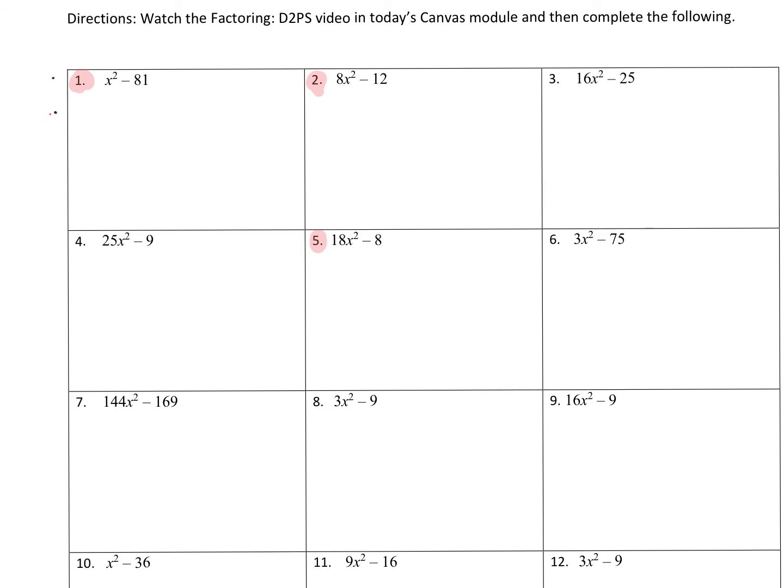Right, so if we look at our first problem here, we have x squared minus 81. The first thing I would look for is, is there a greatest common factor? And there is not. Then we should know that the next type of factoring we look for with a binomial is a perfect square minus a perfect square, which we call a difference of two perfect squares. And we do see that in this particular one.